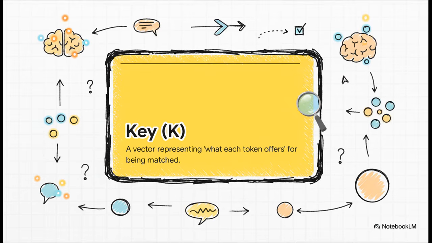So to answer that query, every word also has something called a key. You can think of the key as like a label or a tag. It's another one of those number vectors, and its job is to broadcast to the entire sentence, here's the kind of information I'm offering. This is what I'm about.